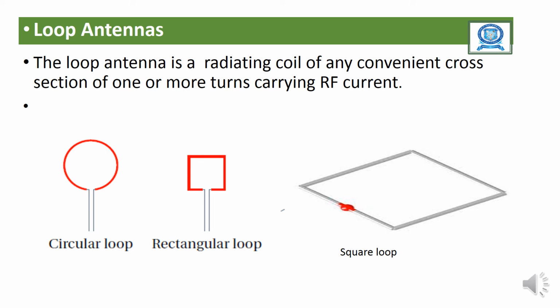Coming to the next type of antenna, that is the loop antenna. As the name indicates, a loop is in the sense a coil. It is a radiating coil of any convenient cross section, of one or more turns, that carries the RF current. There are different types of loop, as you can see in the PPT: circular loop, rectangular loop, or square loop. Depending upon our need, we can choose what type of loop antenna to use for the particular application.